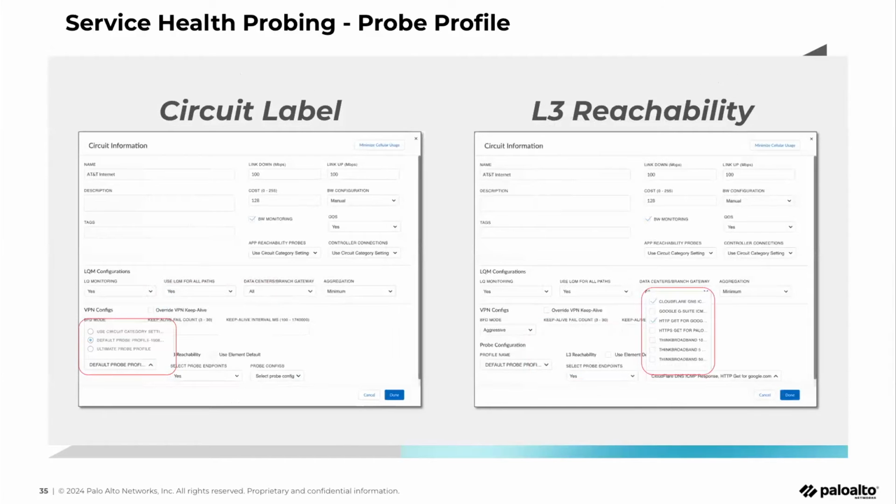So here you can see we can even get granular if you don't want to do it on the circuit config, circuit label category, right? You can even do it on an individual circuit label itself. Now, two places that this will be predominantly used.